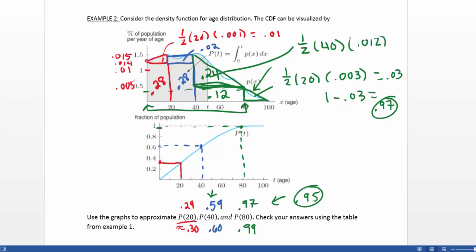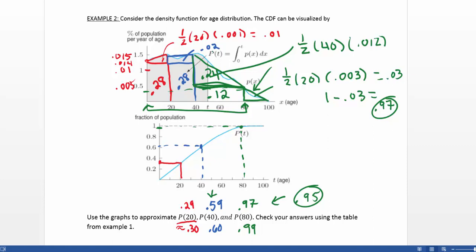So again, I could check these exactly off my table. However, I can get a good approximation if I have the density function picture or the CDF by using this accordingly. So again, if you have the density function, we're looking for the area under the curve.